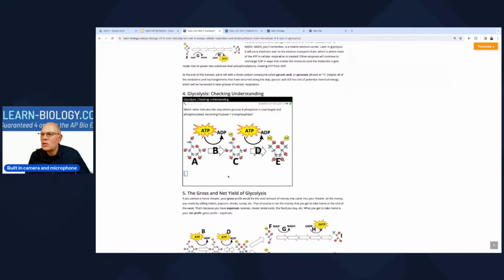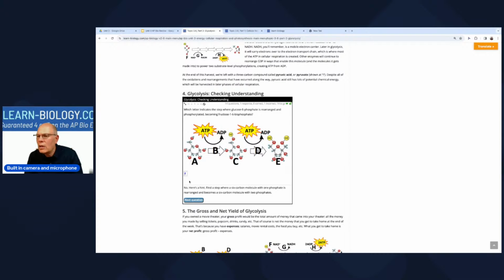And I'll set the settings correctly. Which letter indicates the step where glucose 6-phosphate is rearranged and phosphorylated, becoming fructose 1,6-bisphosphate? That looks like it's letter D over there. I'm going to try that. Oh, I meant to put D. I put F, but look, I'm getting feedback. And that's the whole point. If you interact with the material and you get feedback from it, you learn about 1,000 times more.